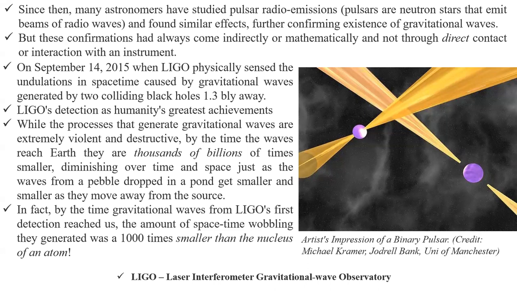Since then, many astronomers have studied pulsar radio emissions. Pulsars are neutron stars that emit beams of radio waves, and they found similar effects, further confirming the existence of gravity. But this confirmation had always come indirectly from something else, or mathematically, which were proven, and not through direct contact or interactions with any instruments.